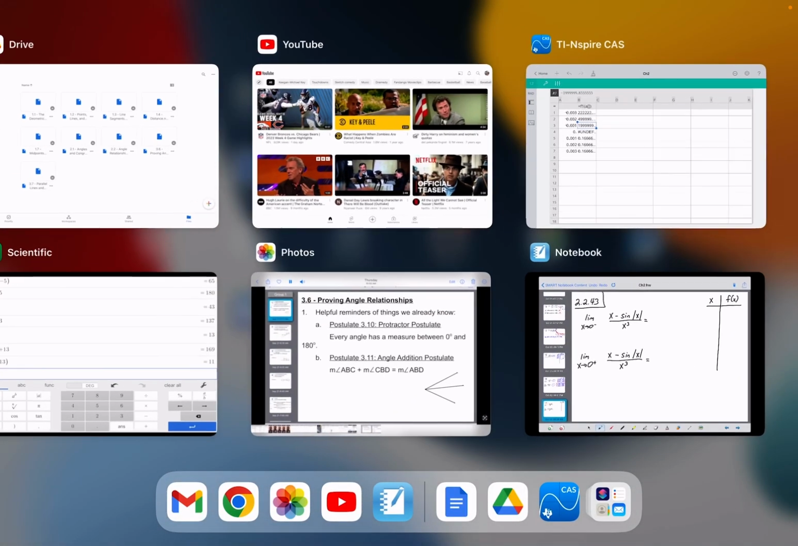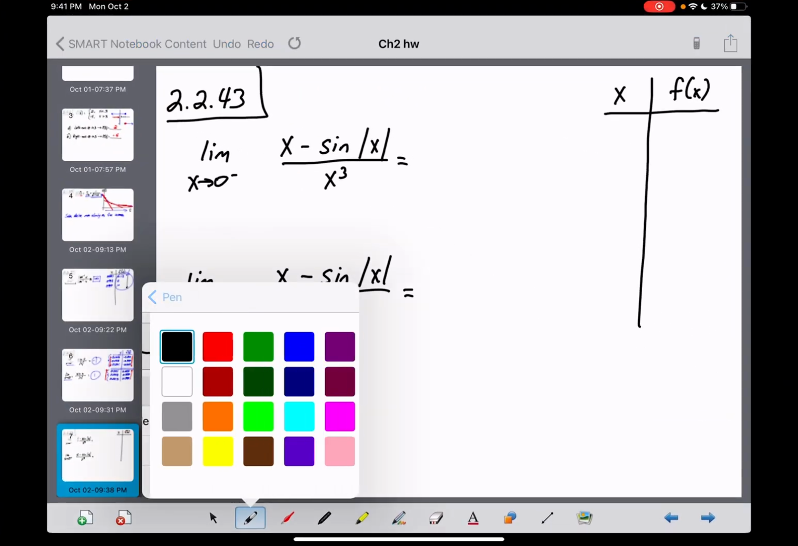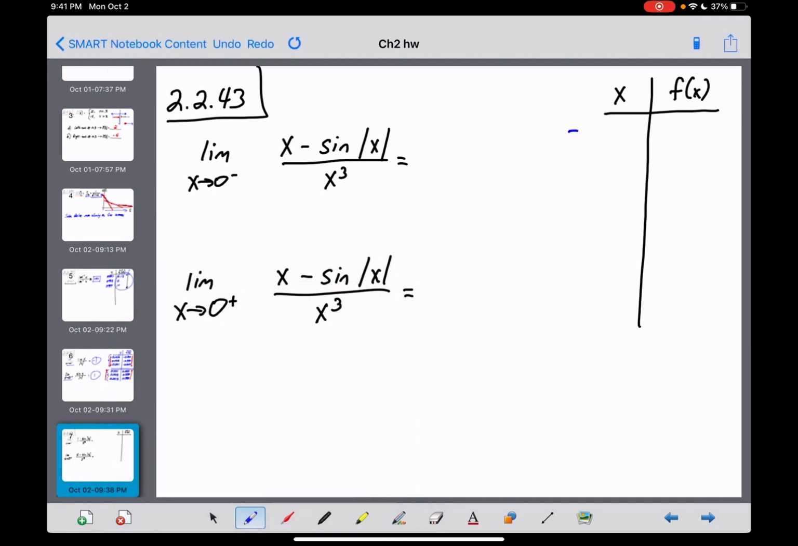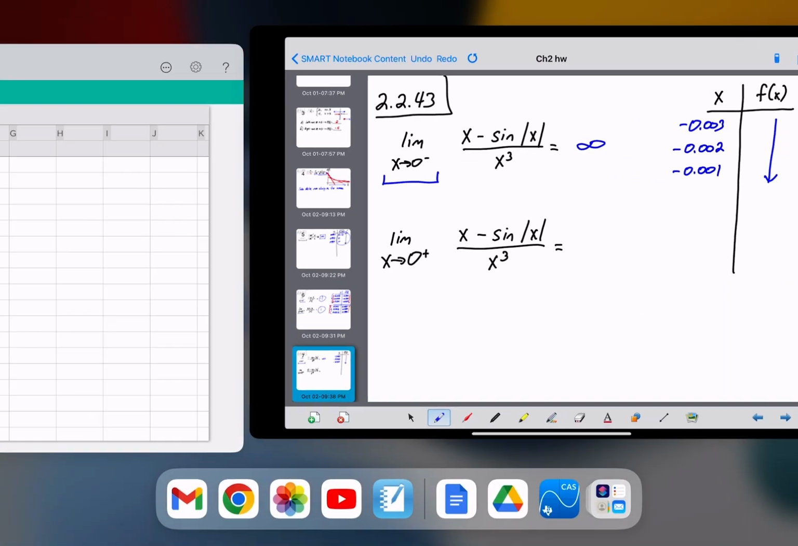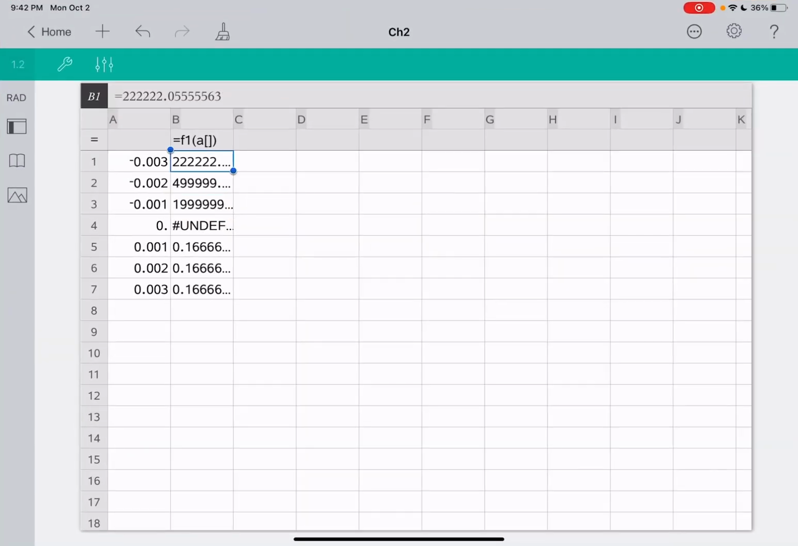So without taking the time, because this would be really boring, to fill in this entire table here, guys, we were at negative 0.003, negative 0.002, negative 0.001. What seems to be happening right here is that my y values are increasing without bound. And that means that my left-hand limit right there of this function, as x is approaching 0 from the left, seems to be infinite. Once more, those y values that are right here, you kind of have to zoom in on them to really see that they are getting bigger and bigger and bigger.